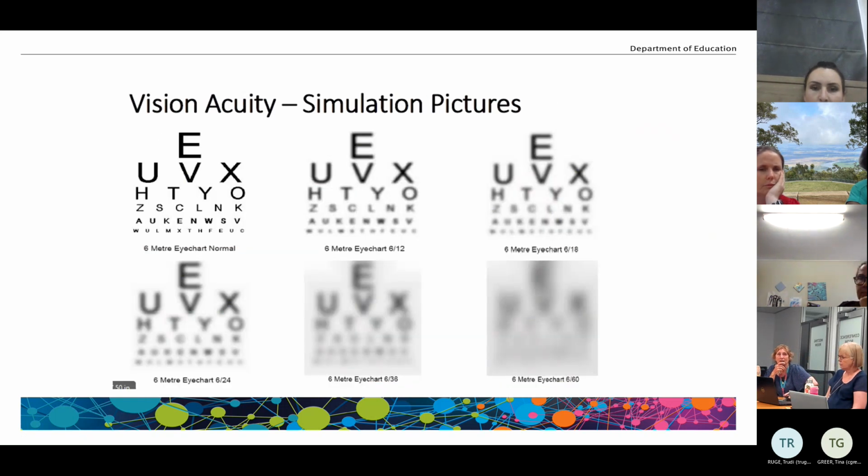Similarly, this is your eye chart for testing. Same again: if you've got 6/12, what we see at 12 metres, with the letters Z, S, C, L, N, K, they have to be at 6 metres. So that impacts on your reading and your close-up work.